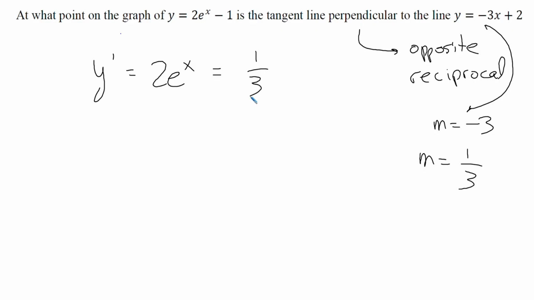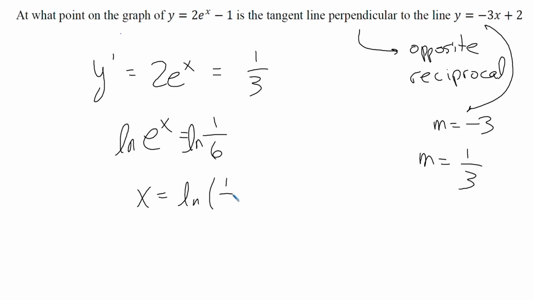So it shouldn't be too terrible here. We'll just divide by 2 on both sides. e to the x is equal to 1/6. And then we'll take the natural log of both sides, which gives us x is equal to the natural log of 1/6. Normally, I prefer to rewrite this as natural log 1 minus natural log 6, which is just negative natural log of 6.